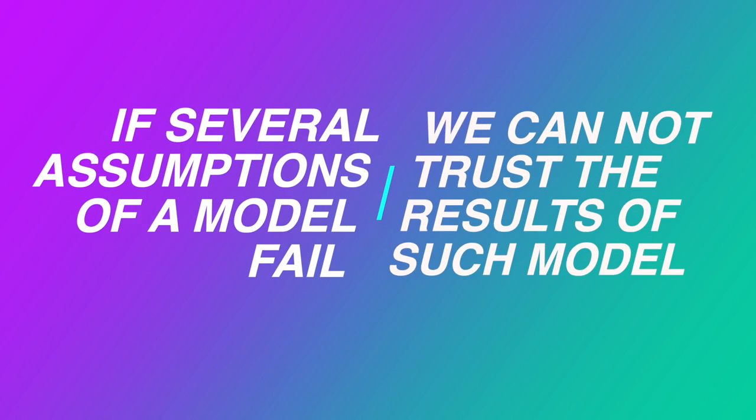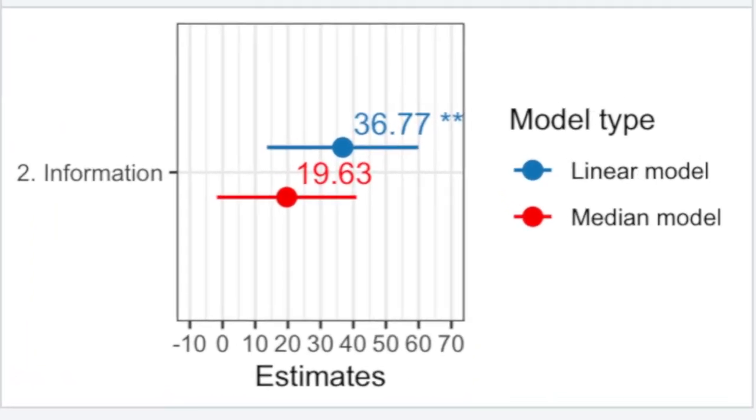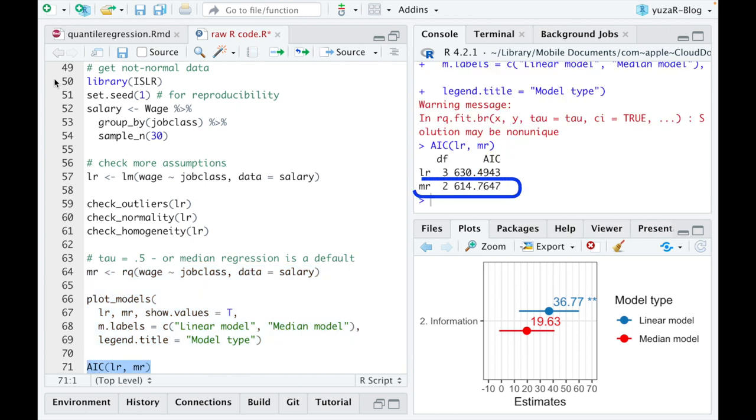And that's a big problem, because if several assumptions of a model fail, we cannot trust the results of such a model. And what are those results? Well, a linear model reveals that the average annual salary of IT workers is almost 37,000 bucks higher as compared to industrial workers, and such a big difference in means is significant. While median regression shows that the IT crowd earns only $19,600 more, and this difference in medians is not significant. The lower AIC of the median regression again shows that quantile regression performs better than linear regression.